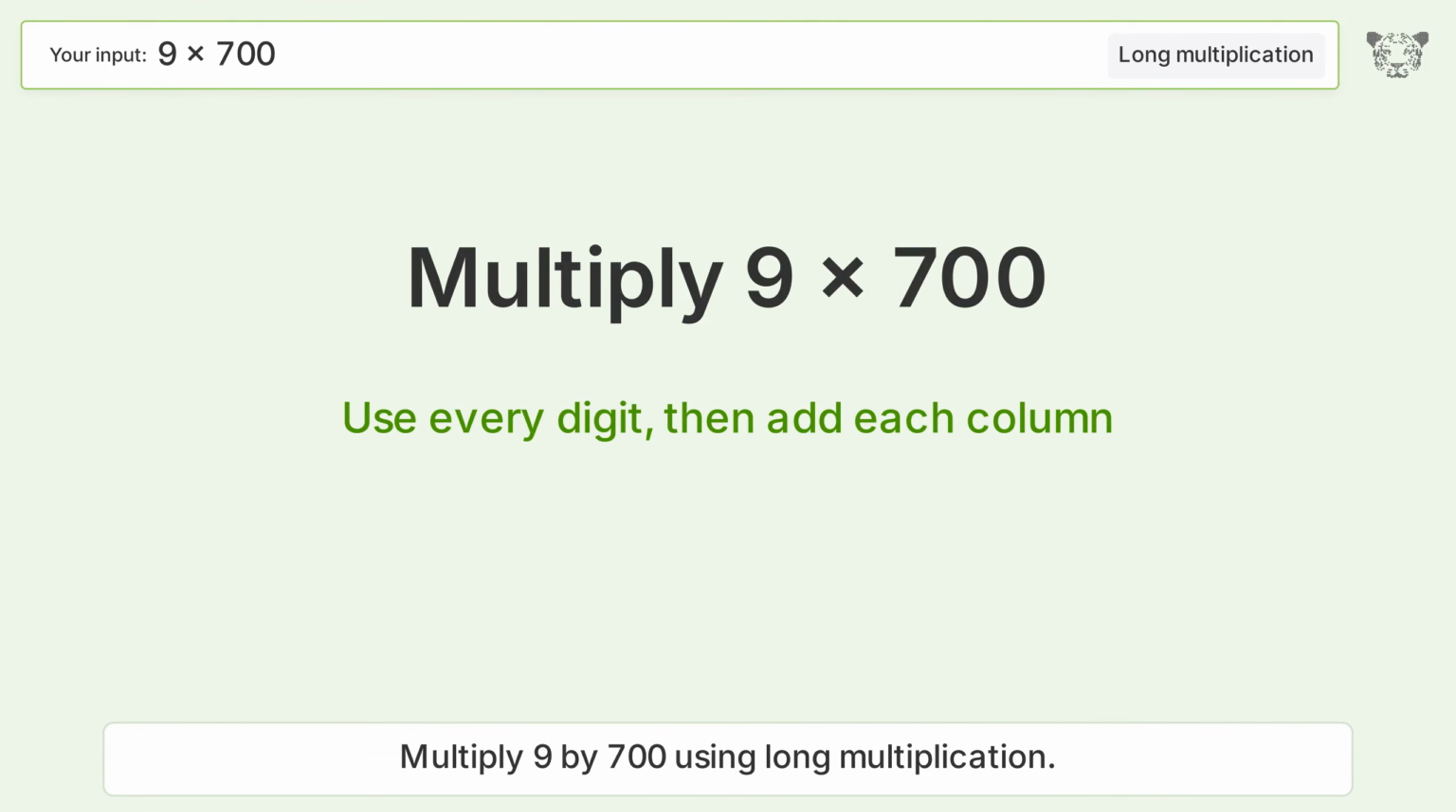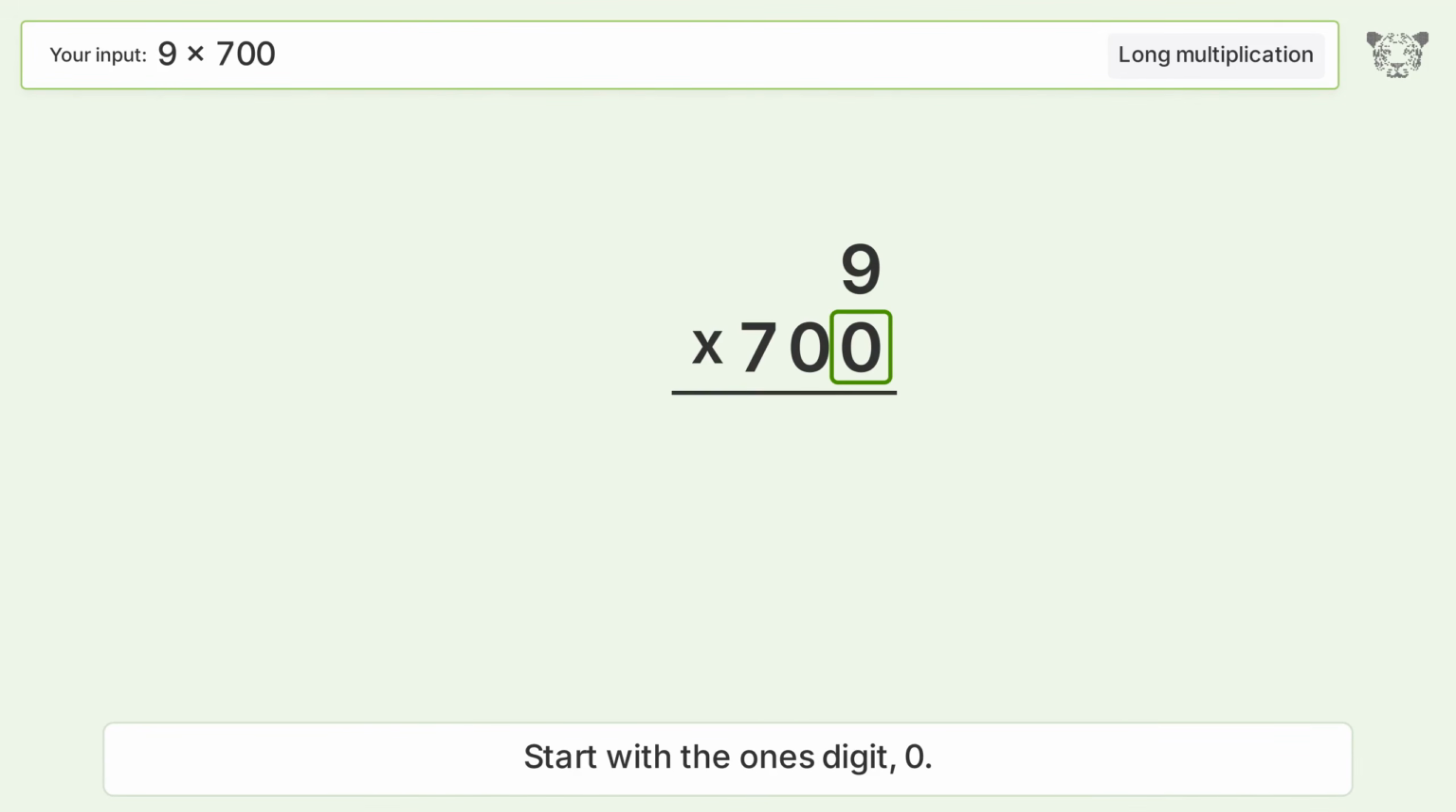Multiply 9 by 700 using long multiplication. Start with the ones digit, 0. Multiplying by 0 makes this whole row 0. The first partial product is 0.